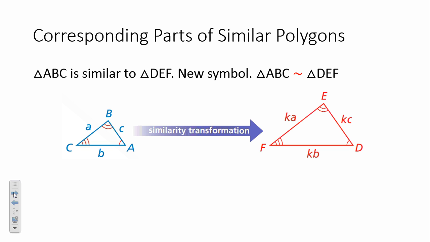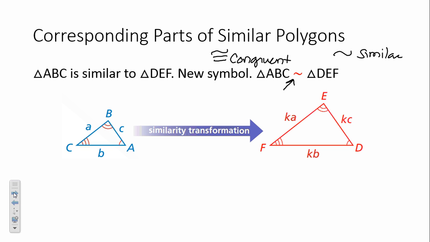We're going to talk about corresponding parts of similar polygons. In the past, we talked about corresponding parts of congruent triangles, right? Now it's corresponding parts of similar triangles. And we have a new symbol. Triangle ABC is similar to triangle DEF. Here's our new symbol. It looks like the congruent sign, but what's it missing? The equal sign. So it's not congruent. That was congruent. This is similar.